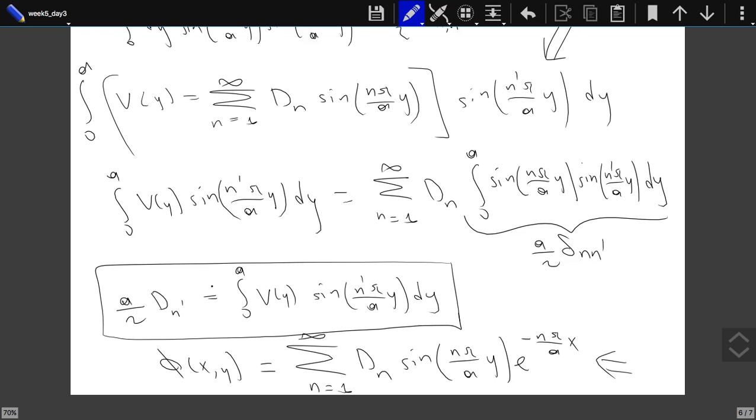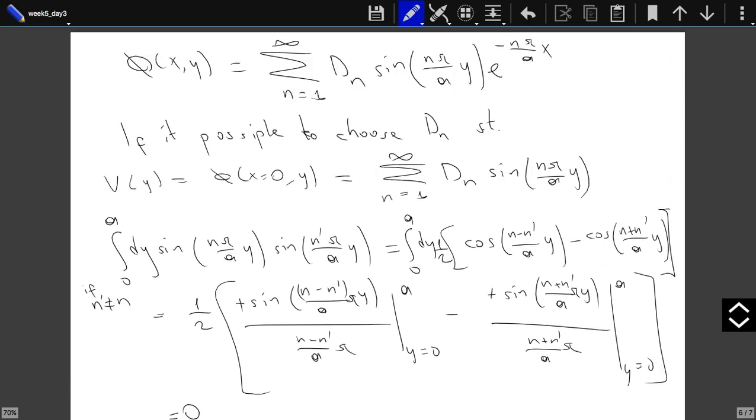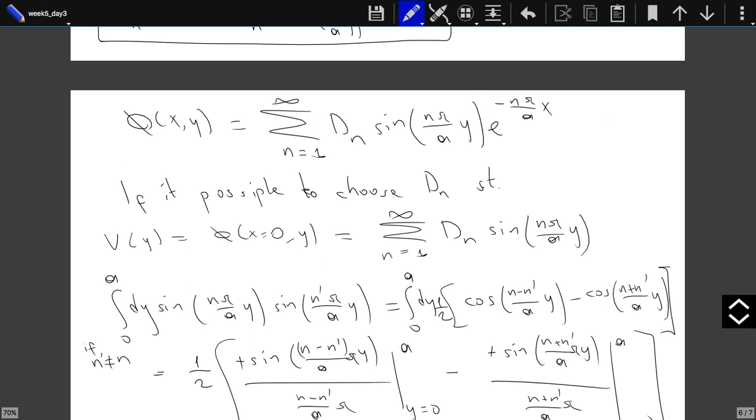Sure. But how can you tell that you need that series? Okay, once you come up to that stage, yes. It tells me that this equation over here tells me that I have to write v of y as a Fourier sine series, as you said.